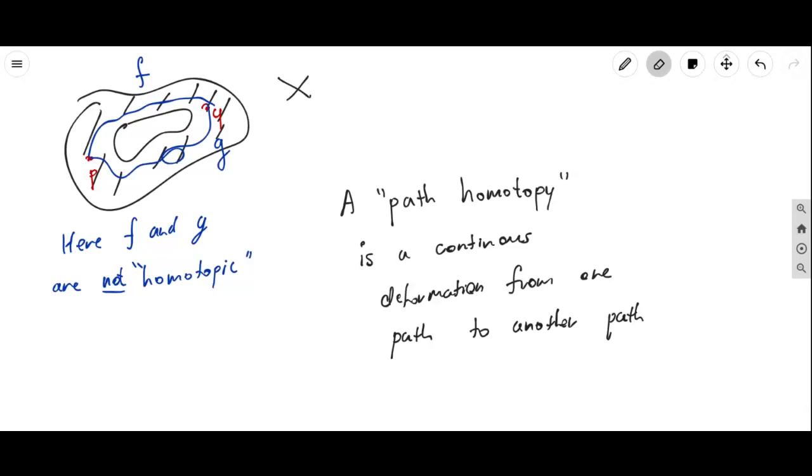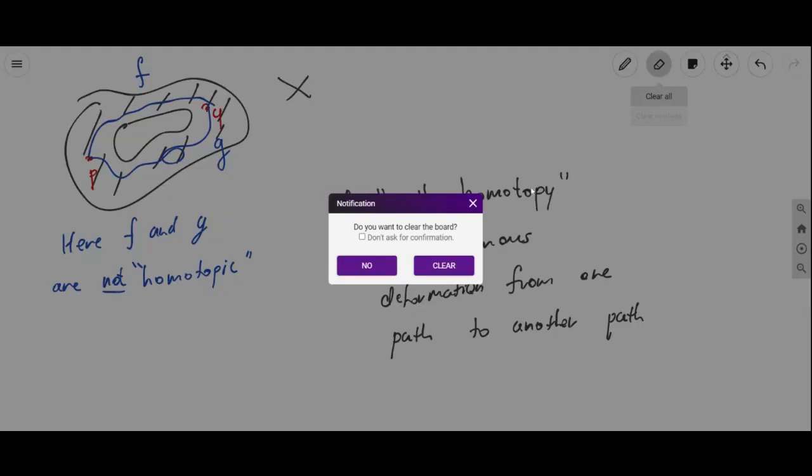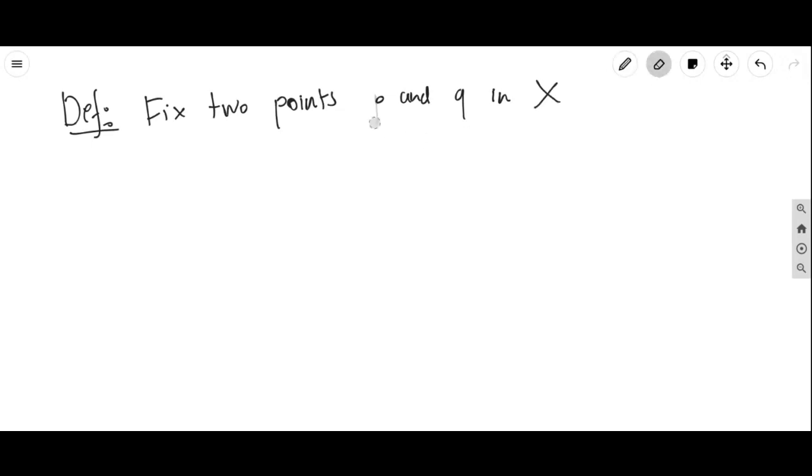So here is the rigorous definition of how you do this. We're going to fix 2 points, P and Q, in X. And these 2 points, they could be the same, but they could be different. We'll just allow, for now, the possibility that they could be different. And later on, we'll specialize when they're the exact same point, and then you're going to have closed paths. But for now, let's just allow the possibility that they're different.